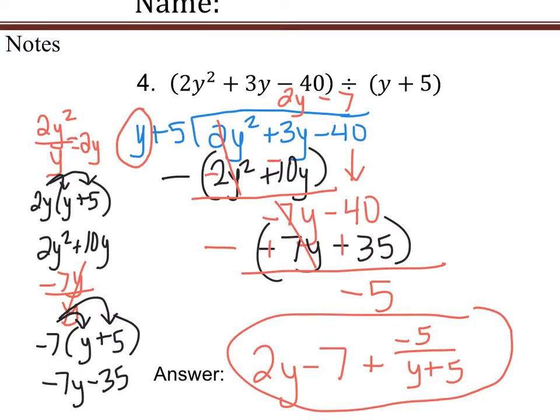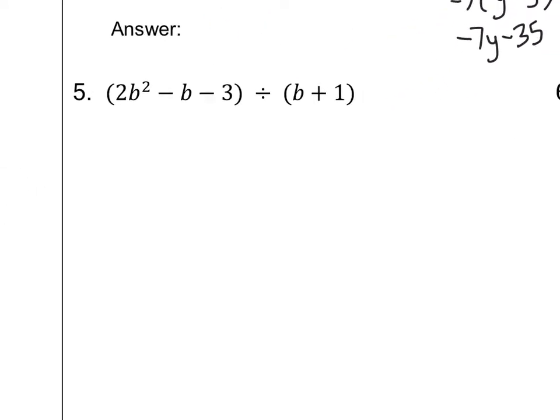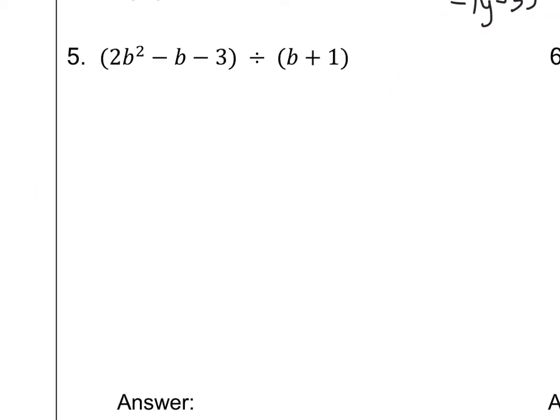Okay, so now let's look at number 6. No, excuse me, number 5. Number 5 I want you to do on your own. So you're going to follow the same division steps you already know. Make sure you're very careful when you're subtracting the binomial that you change the signs inside the parentheses. So pause your video, do number 5 on your own, and then check back for the explanation.